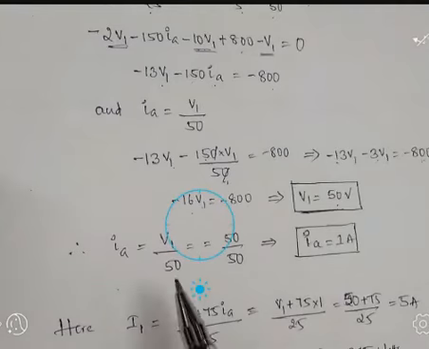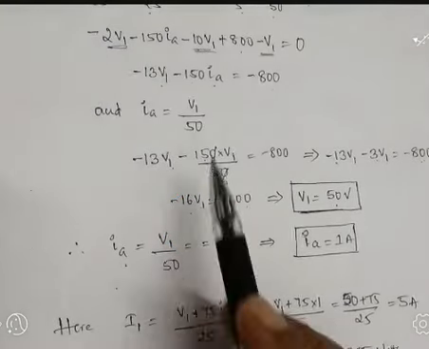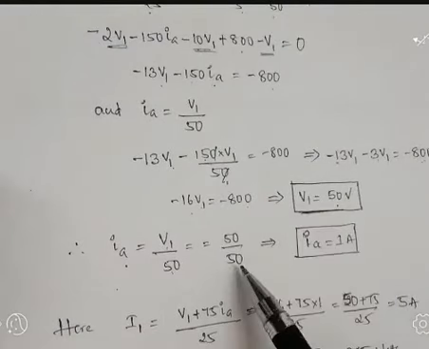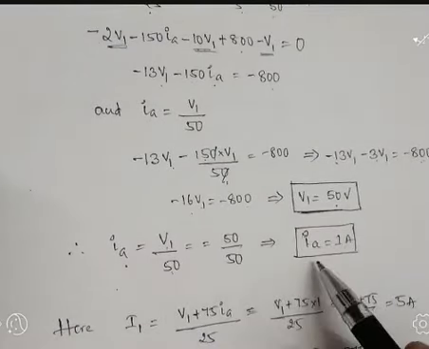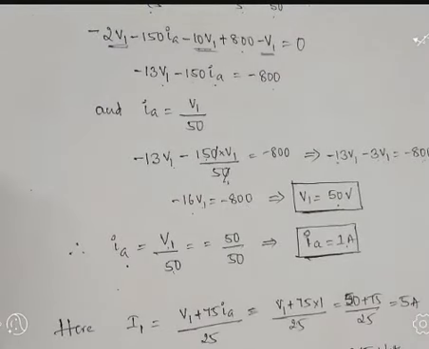Next, substitute the value of V1 in the current value. I equal to V1 by 50 is there. So substitute the value of V1 here. So 50 by 50, that is 1 ampere. Hence the value of current IA which is flowing through the branch is 1 ampere.